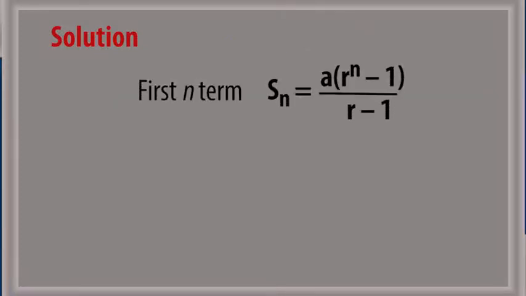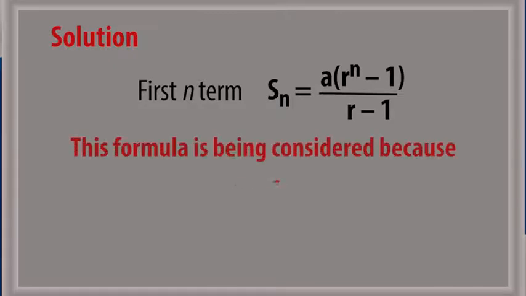And the sum of the first n terms is given by Sn is equal to A in bracket R raised to the power n minus 1, all divided by R minus 1. We are using this formula because R is greater than 1. That is, the ratio is equal to 2. Hence, the sum of the first 8 terms.